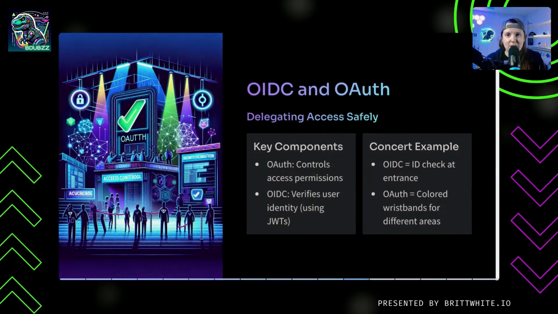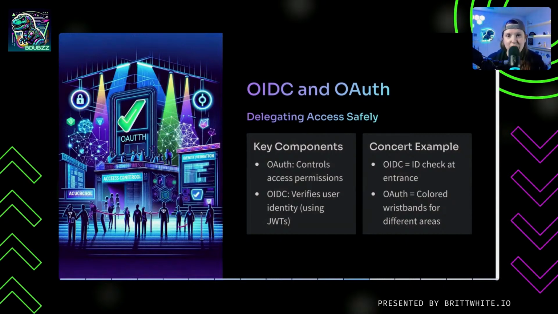Now, OIDC, or OpenID Connect, has a different but complementary job. While OAuth handles what the app can access, OIDC verifies who you are. It uses JSON Web Tokens, or JWTs, which are digital ID cards that tell the fitness app, yes, this is definitely their Google account.